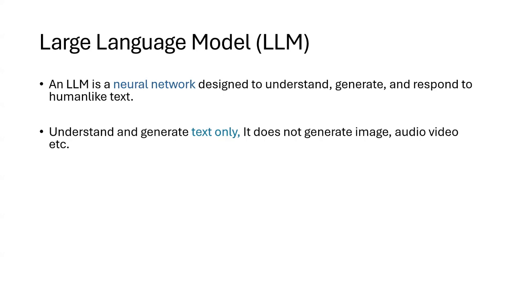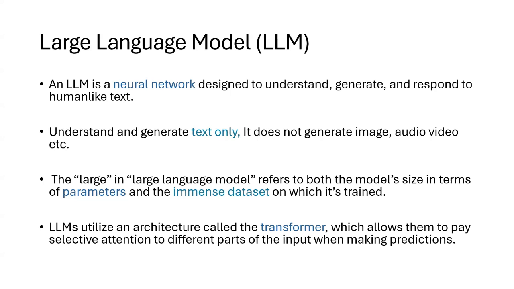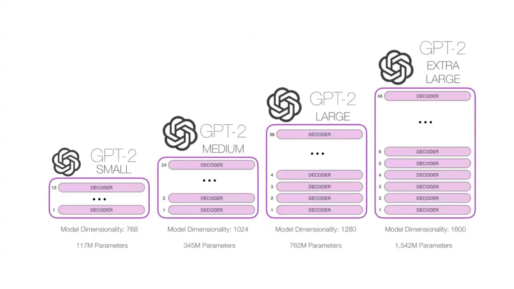This LLM only understands or generates text. It does not generate images or videos. What I'm trying to say, we will see next. And why is it called a large language model? Because it has a huge number of parameters and it is trained on an immense data set. And this large language model utilizes transformer architecture, which we will try to understand.